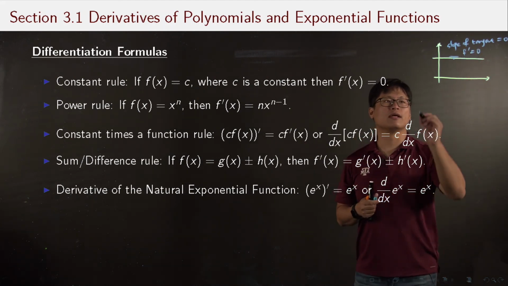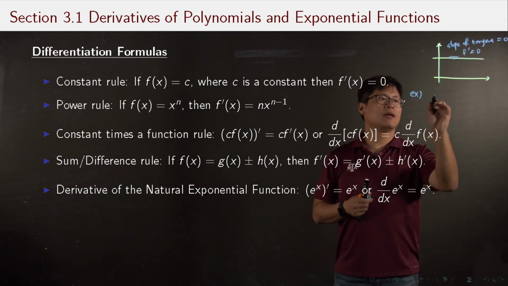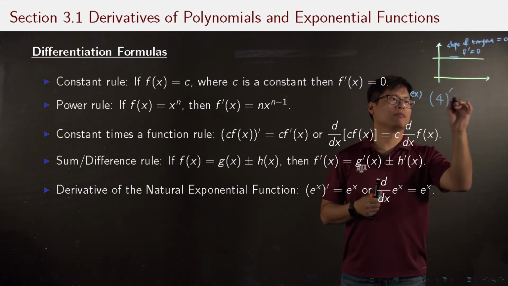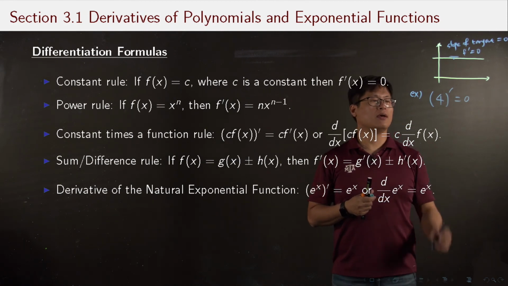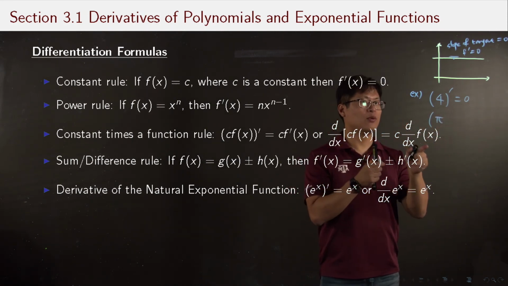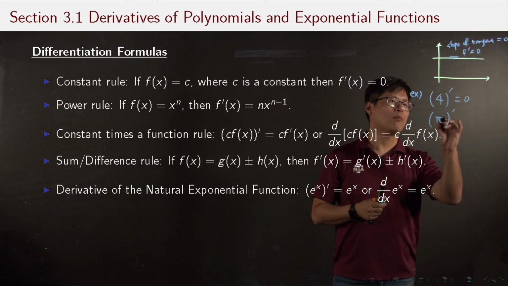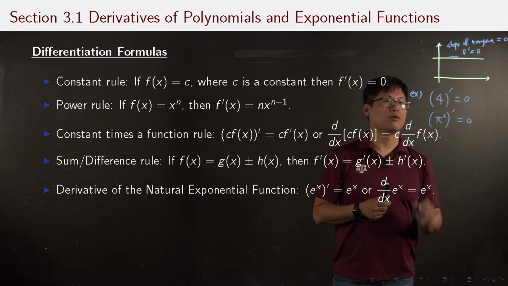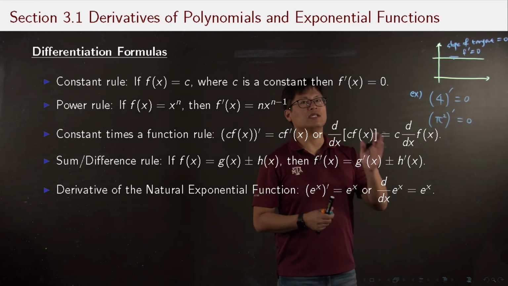So we can just conclude this way. For example, for any number 4, prime is equal to 0. Or pi. Keep that in mind. Pi is not a variable, but is a number, right? Pi prime or pi squared prime, no matter what, is equal to 0 as long as it is a number. So this is the constant rule.